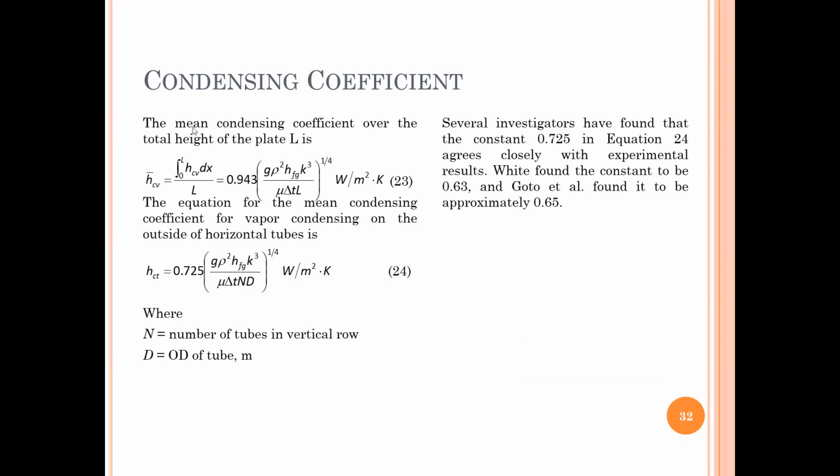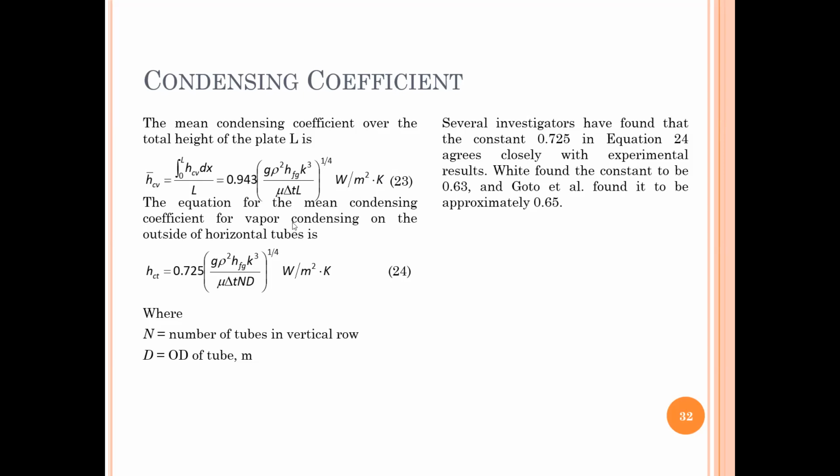So now the mean condensing coefficient over the total height of the plate L, h_cb bar, is equal to the integral of h_cb dx from 0 to L over L. Ang value is 0.943 times g rho squared h_fg k cubed over mu delta T L to the 0.14, watts per meter squared Kelvin. So depende sa units.